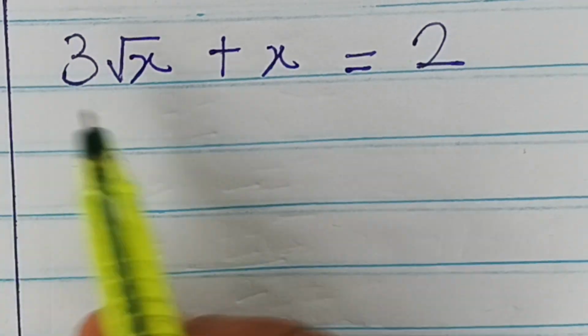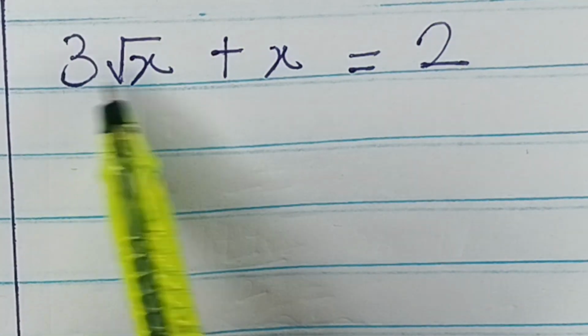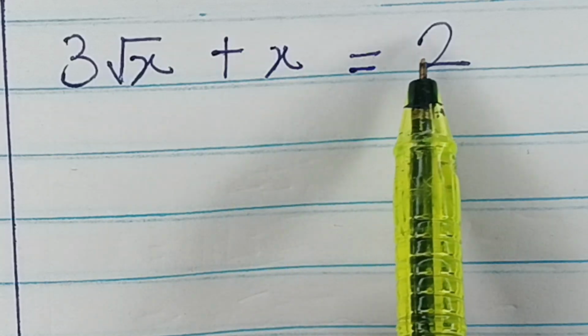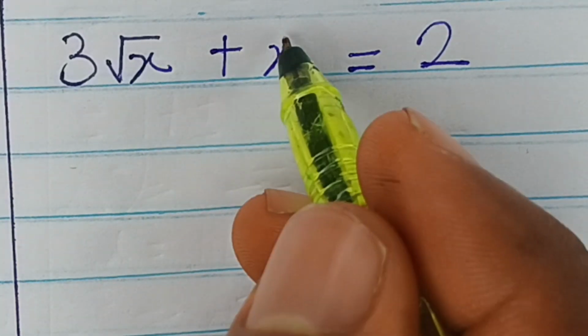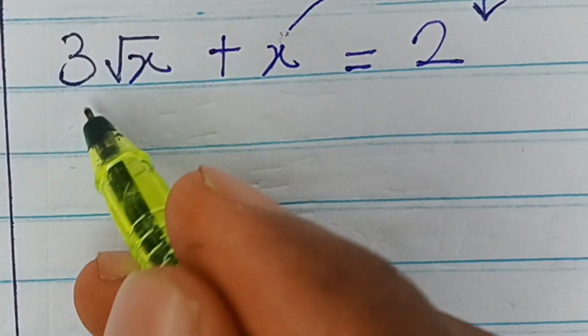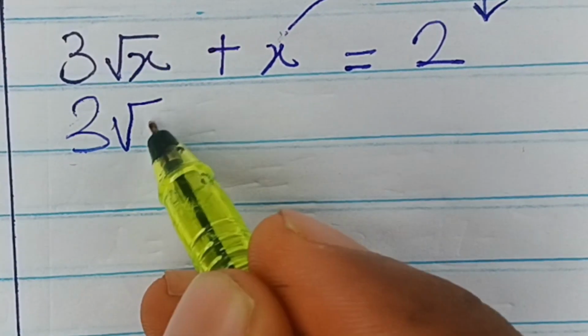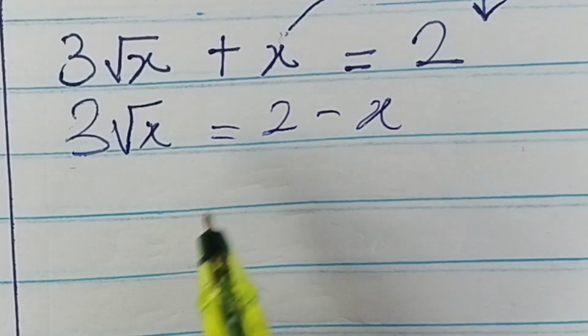Alright guys, let's solve this equation fast and easily. It says 3 root x plus x is equal to 2. How do we solve this? First thing I do is to move this x to the right hand side. Okay, so I'm going to have 3 root x is equal to 2 minus x.